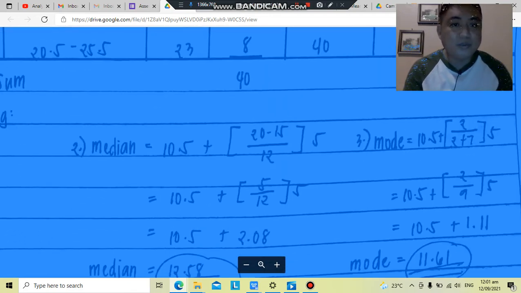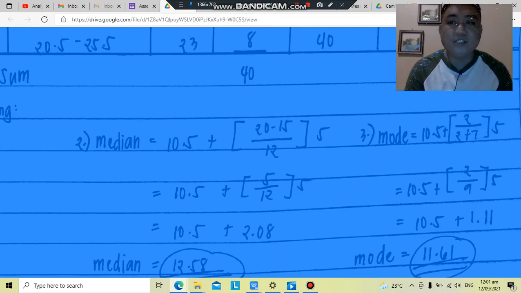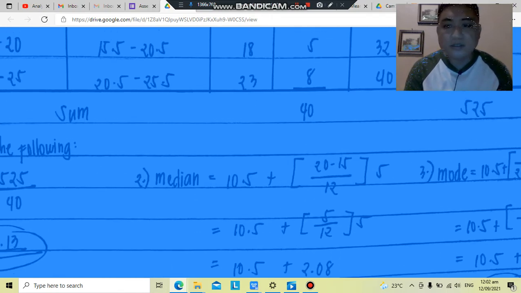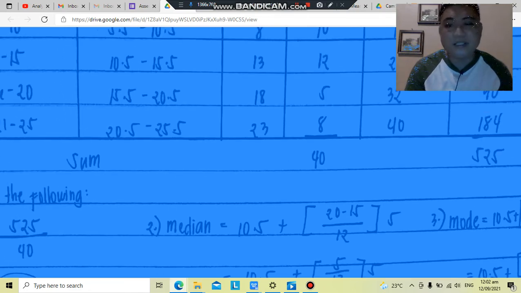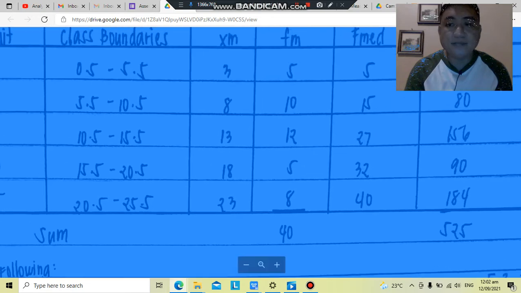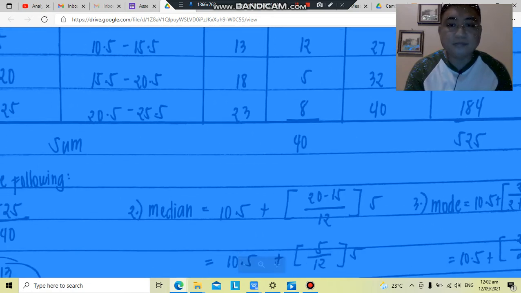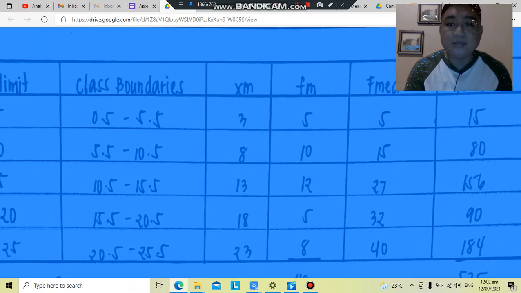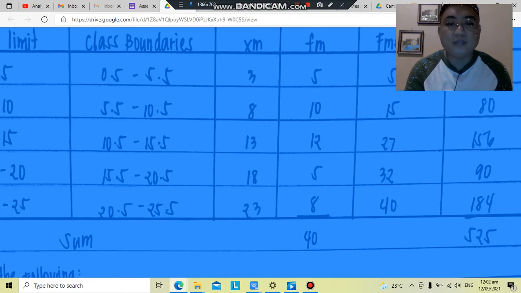For number 2, how to compute for the median. First, you should know where you get the data. So 40 divided by 2, that is 20. Okay, so 20, saan po natin kukunin? So hindi sa 15 kasi kulang po siya. So dito po tayo sa may 27. So ang ating frequency is 12.